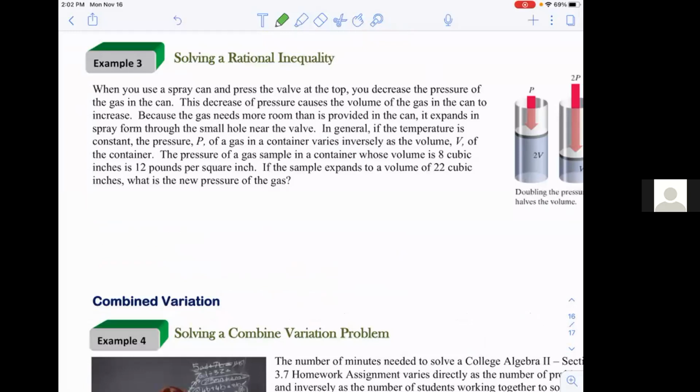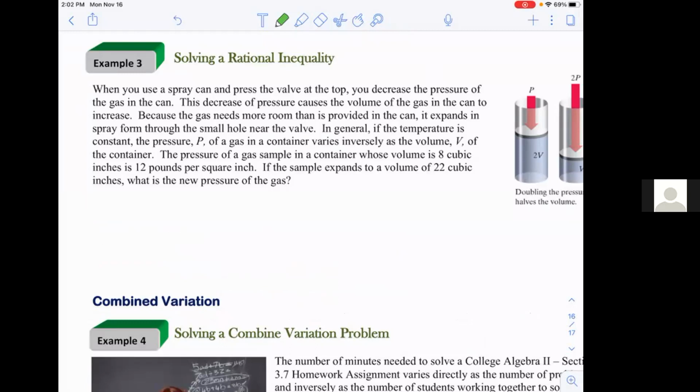When you use a spray can and press the valve at the top, you decrease the pressure of the gas in the can. This decrease of pressure causes the volume of the gas in the can to increase. Because the gas needs more room than it is provided in the can, it expands in spray form through a small hole in the valve. Huh, did you know? I don't think I knew that, how a spray can works.